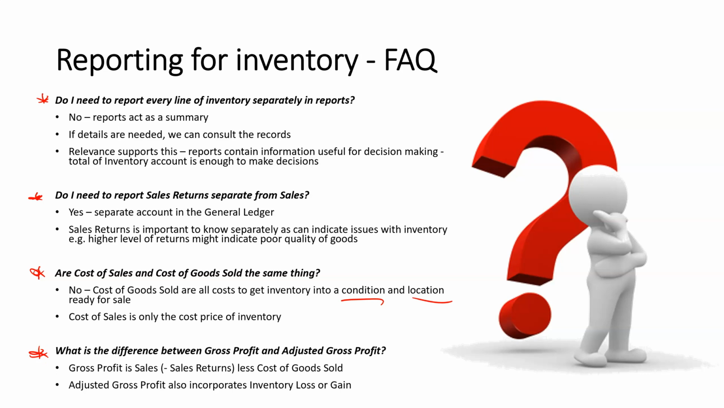What is the difference between gross profit and adjusted gross profit? So gross profit is the amount of sales less your sales returns, less cost of goods sold. So this is thinking about the profit that comes from inventory. The adjusted gross profit also incorporates inventory loss or gain. So that's the only difference between the two, and that's why we separate, once again, so you can see your loss or gain amounts and make decisions based on that. So if you notice that there's a high level of inventory loss, you might want to investigate if it's theft, damage, and change your inventory management practices.